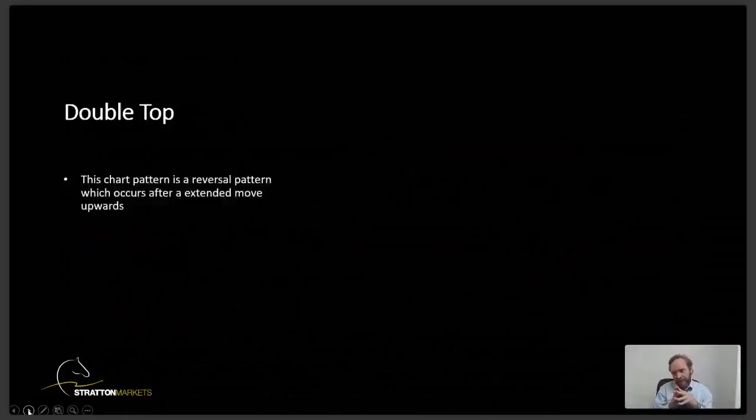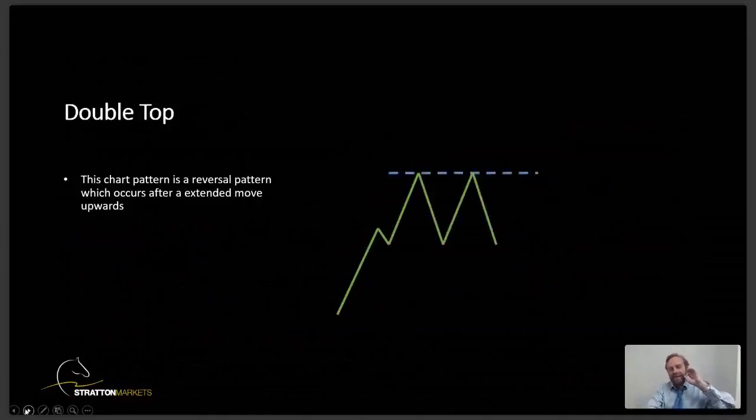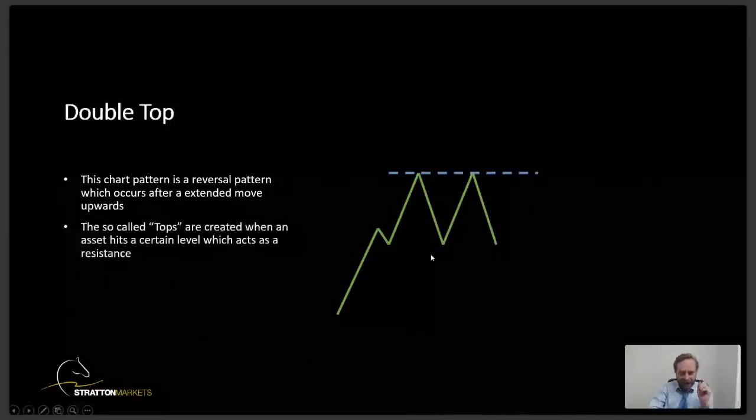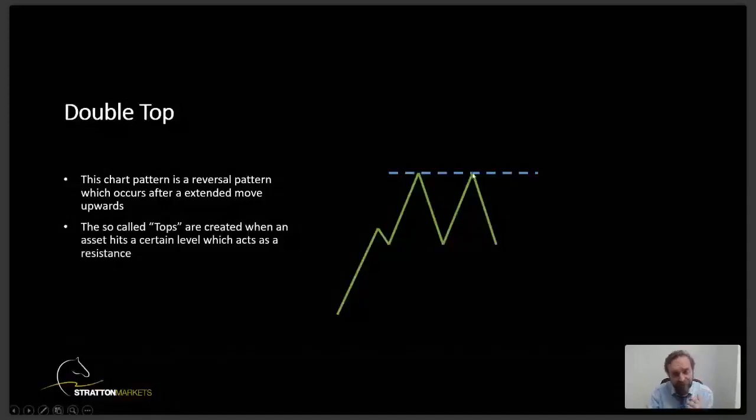Right, other patterns to identify. Okay, we're talking about ranging and trending markets, but there's other things we can identify. Other little patterns. One is called the double top. Okay, now this chart pattern is a reversal pattern, and it tends to occur when there's been an extended move upwards. So when the market or an asset has gone up quite high, quite rapidly. Okay, like that. And what it does, it then forms 2 tops. The so-called tops are created when the asset hits a certain level and sells off again. If it then bounces back up and touches that level again and the market sells off, potentially we are then seeing what's known as a double top pattern.